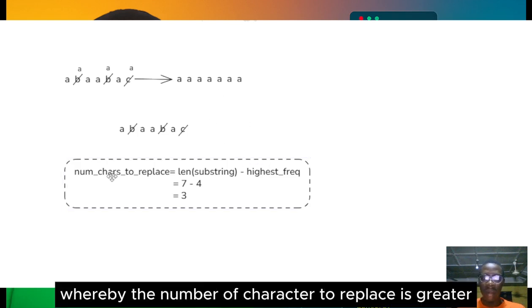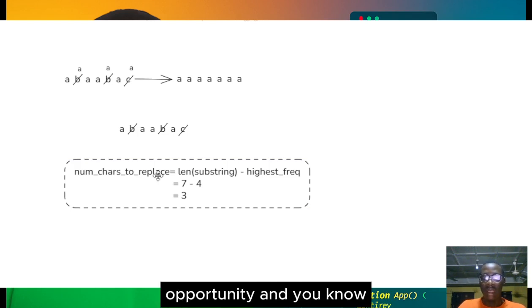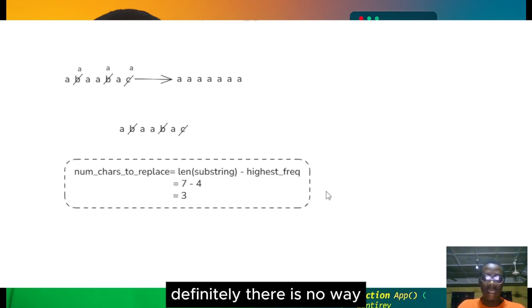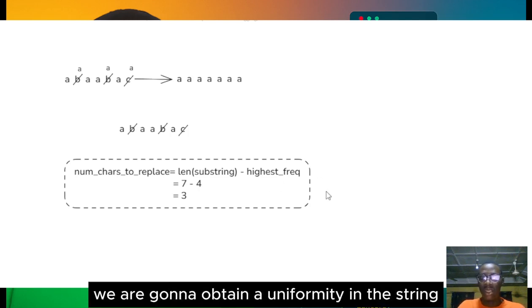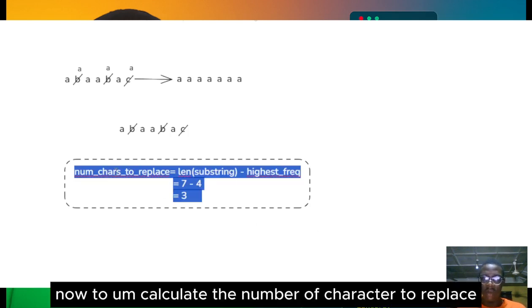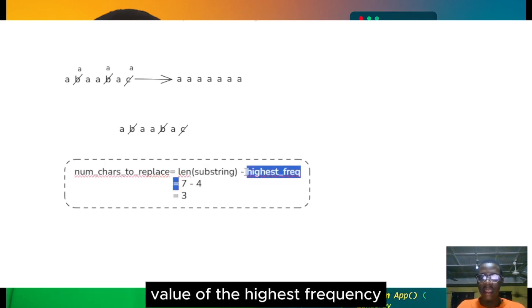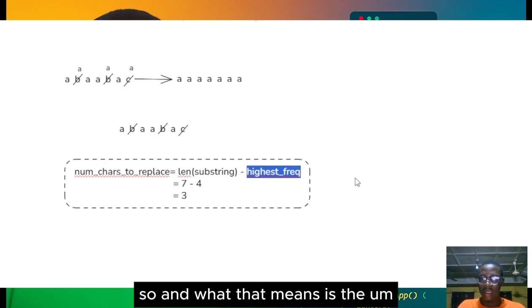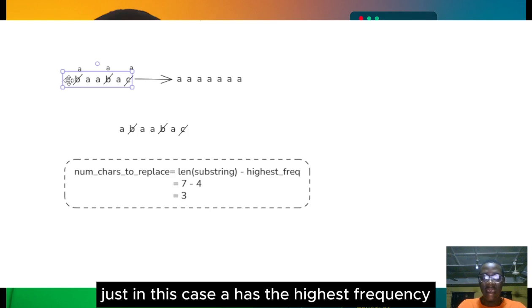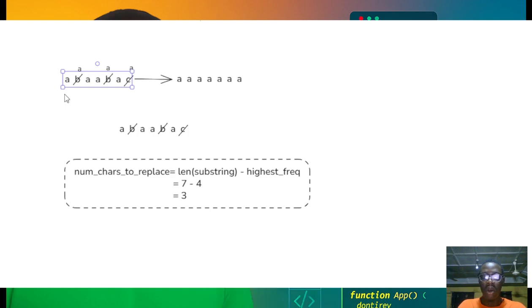But in a situation whereby the number of characters to replace is greater than the opportunity to replace up to k characters, definitely there is no way we are going to obtain uniformity in the string. Now, to calculate the number of characters to replace, we need the value of the highest frequency in the string. In this case, A has the highest frequency, which is 4, because A occurs 4 times in the string.